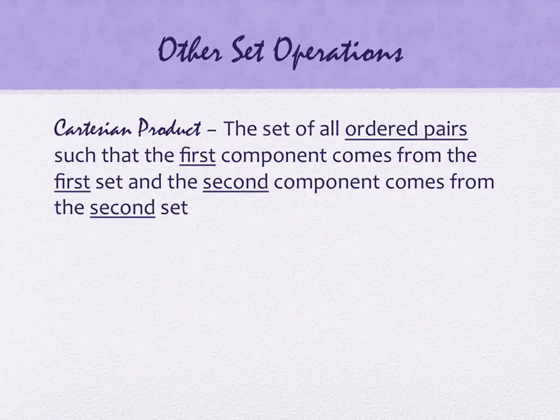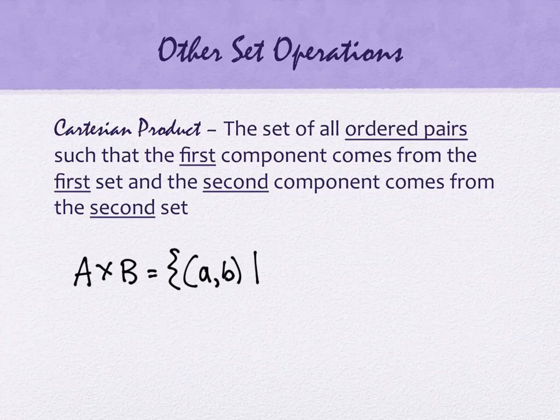The Cartesian product is the set of all ordered pairs such that the first component comes from the first set and the second component comes from the second set. And it looks like this. It's the set of all elements (a, b) such that a is an element of A and b is an element of B. And we'll do this one and we'll stop.